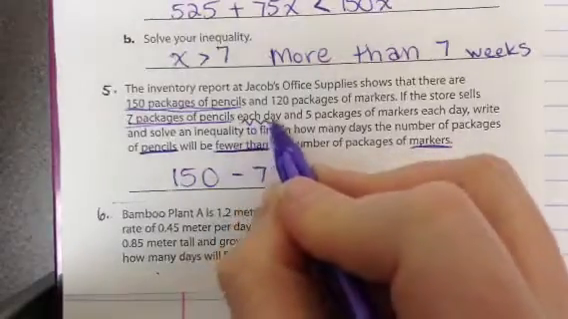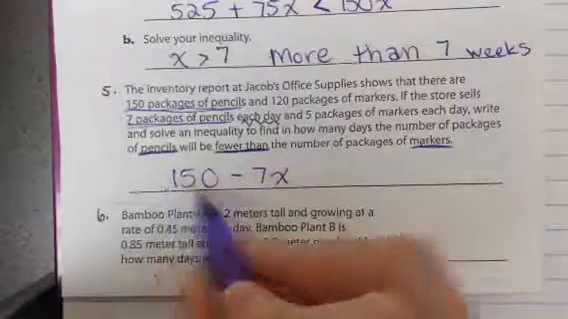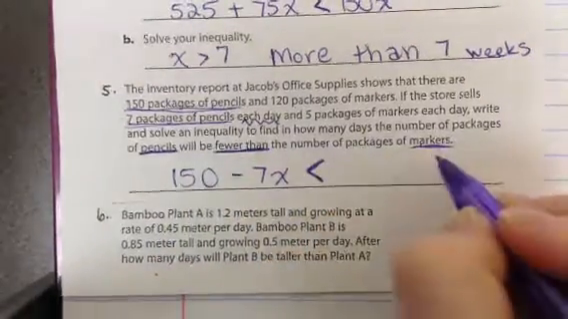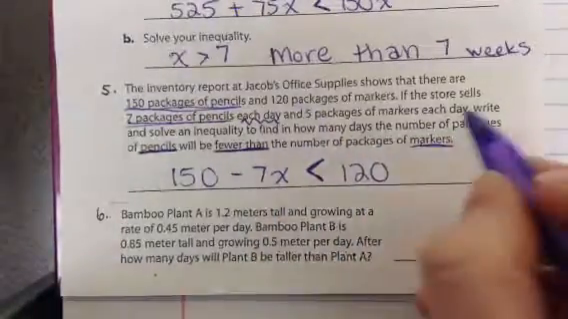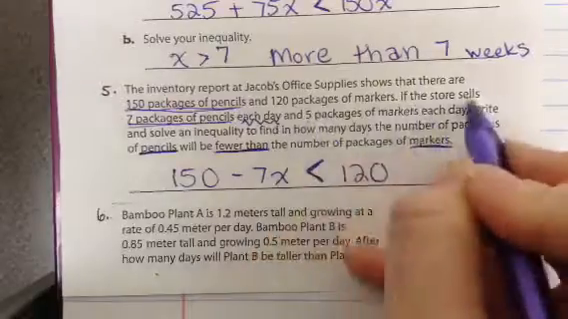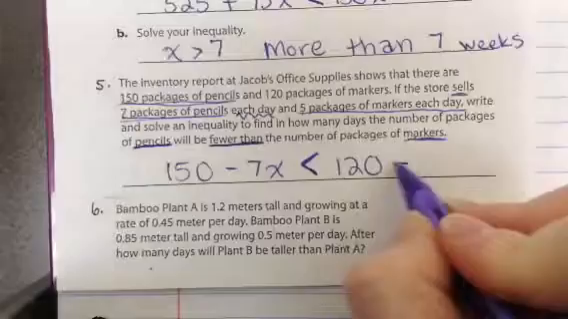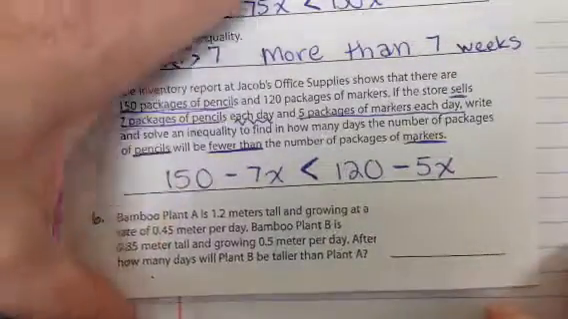And it said each day, I don't know how many days, so we use a variable. So they want the pencils to be fewer than, so that's less than, markers. They start with 120 packages, and they are selling 5 packages each day. So minus 5x. I'm going to write that in my journal on the next page, so I have room to solve.